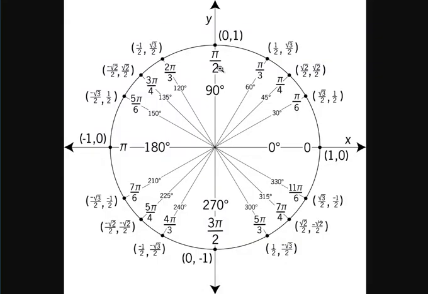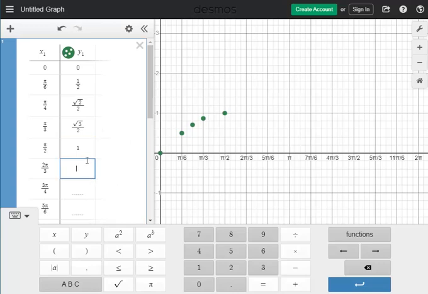All right, so the next radian is 2 pi over 3. We get square root of 3 over 2. Now, what you'll notice is, actually, maybe I can just copy and paste that.